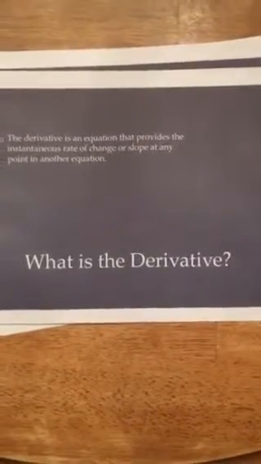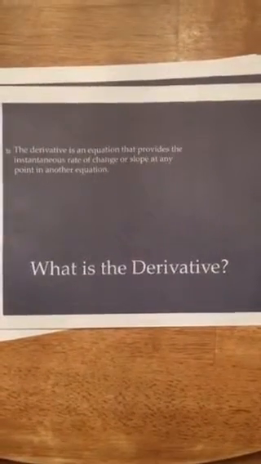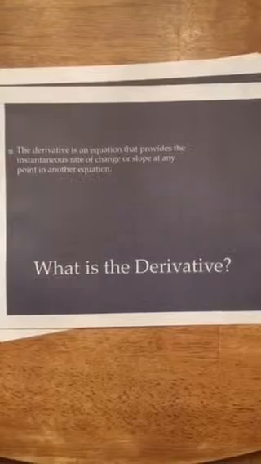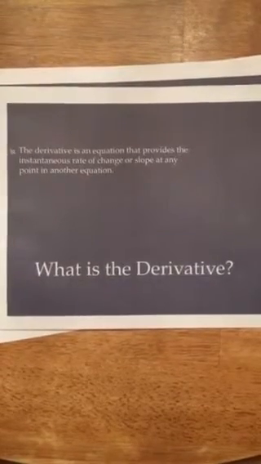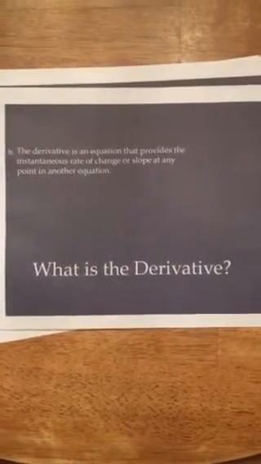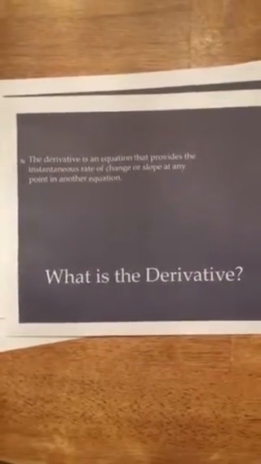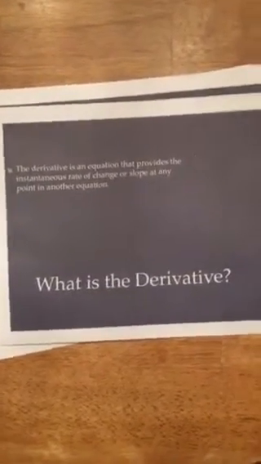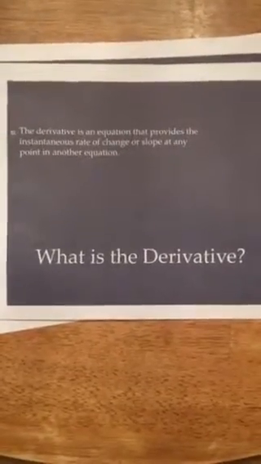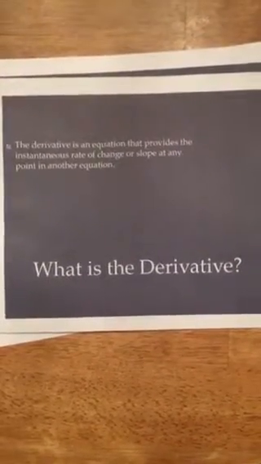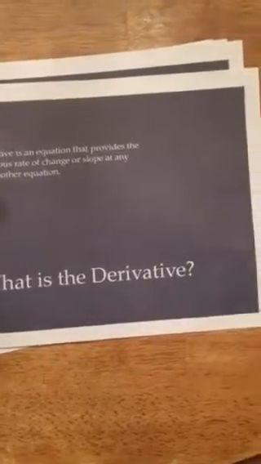So what is the derivative? Put simply, the derivative is an equation that provides the instantaneous rate of change or slope at any point in another equation. So if you have the derivative of an equation and you plug in the same x value, the derivative will give you the slope at that point on the other equation's curve.